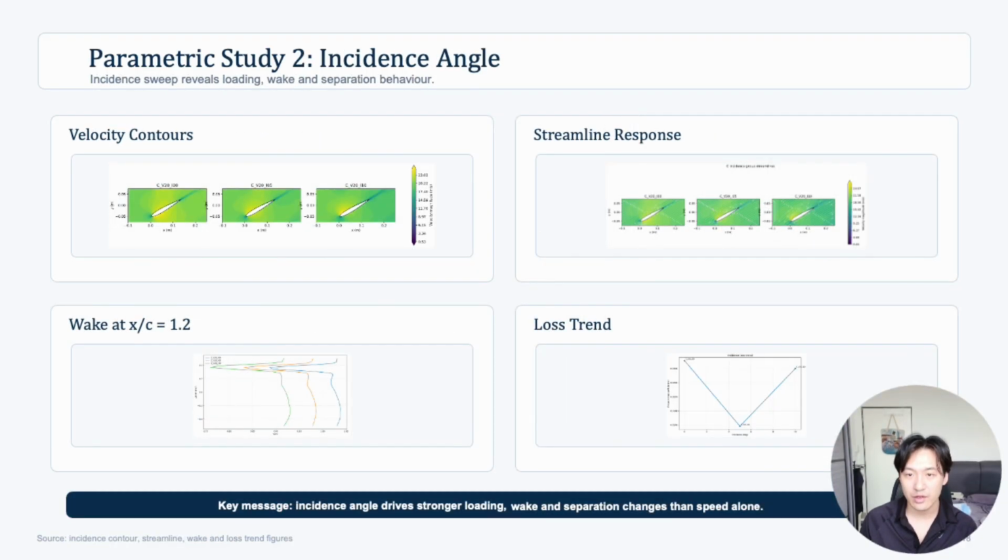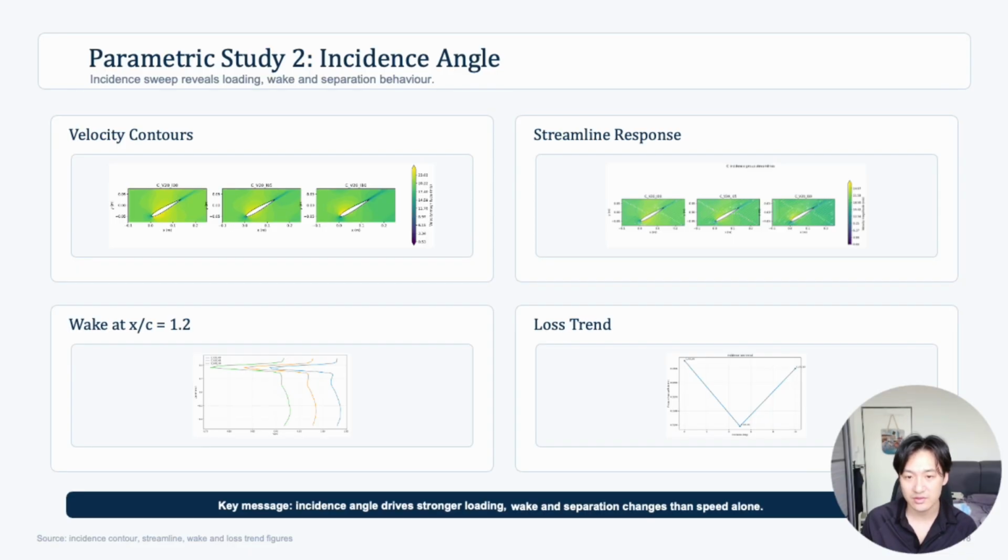The second parametric study is the incidence angle study. In these cases, the inlet velocity is fixed at 20 meters per second, while the incidence changes from 0 to 5 and 10 degrees. Compared with the velocity variation, incidence has a stronger effect on the direction of the flow entering the blade passage. It changes the leading edge alignment and modifies the pressure loading.